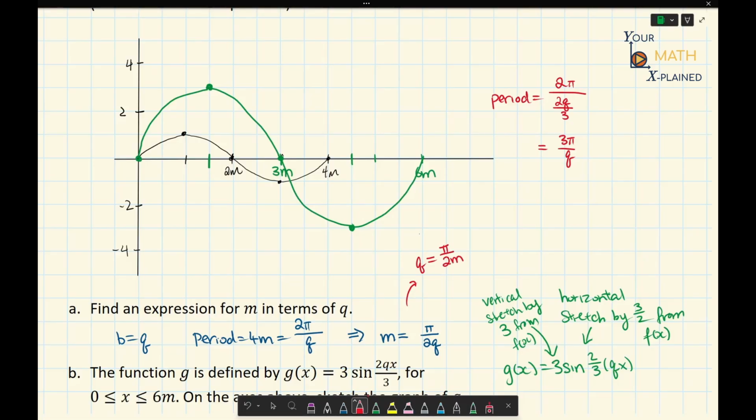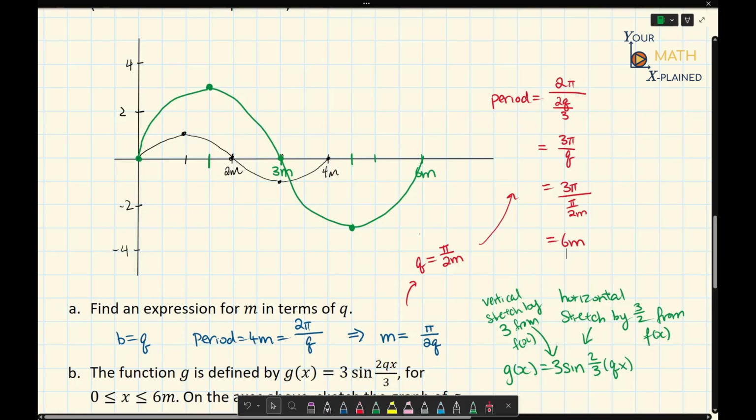And substituting that back into there, we get this is equal to 3 pi over pi over 2m. So this is equal to 6m. So this would have told us that our period for our function g of x is equal to 6m, which is exactly what we got using our first method.